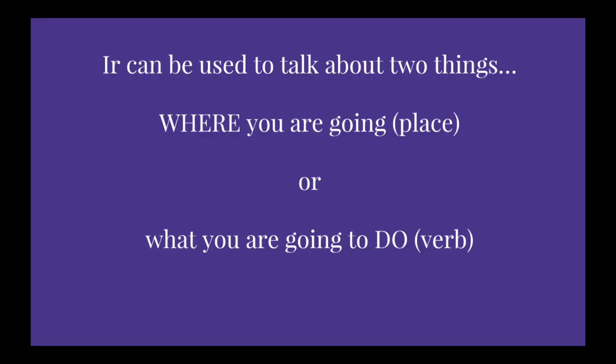Okay, now you know how to conjugate the verb ir, let's figure out how to use the verb ir. This verb can be used to talk about two things. You can talk about where you are going, in which case you are going to use a place, but you can also use it to talk about things you're going to do in the future. So what are you going to do? That would be a verb.